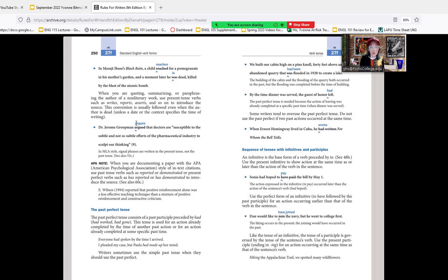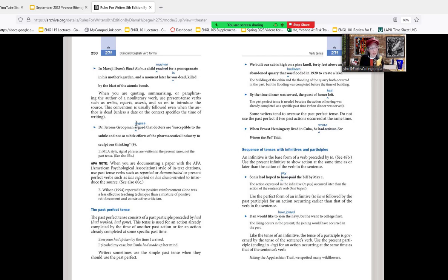When you are quoting, summarizing, or paraphrasing the author of a non-literary work, use present tense verbs such as writes, reports, asserts, and so on to introduce the source. This convention is usually followed when the author is dead. And so, Dr. Groopman argues that doctors are susceptible to the subtle and not so subtle efforts of the pharmaceutical industry to sculpt our thinking.